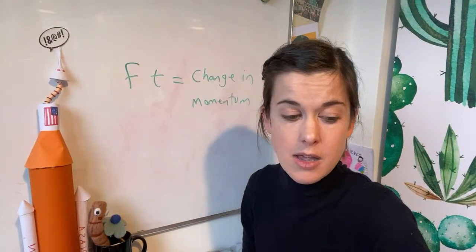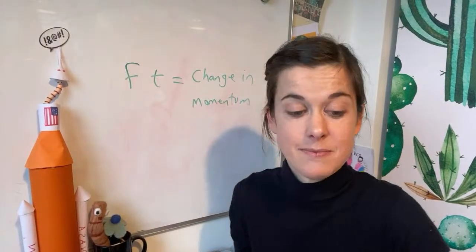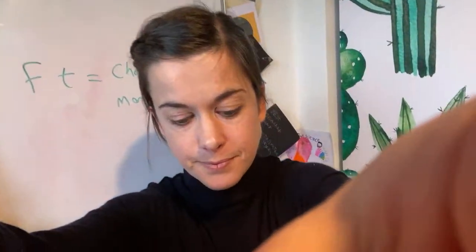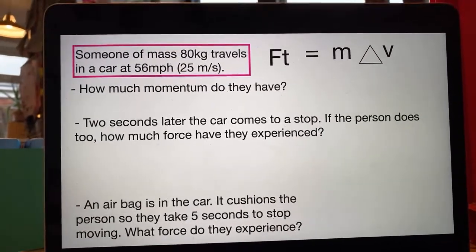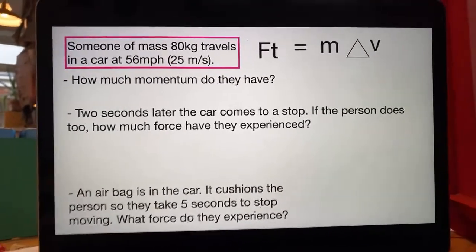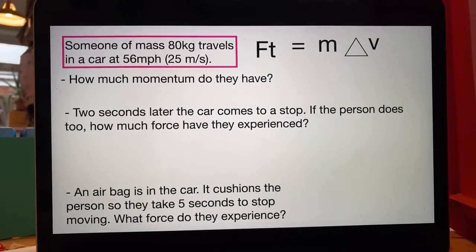All right, I'm going to give you some practice questions. Here we go. These are for you to do. They're very similar to what we've just done, actually. Someone of mass 80 kilograms travels in a car at 56 miles per hour. That's 25 meters per second. How much momentum do they have? I haven't even given you the equation for momentum. We are over that now.